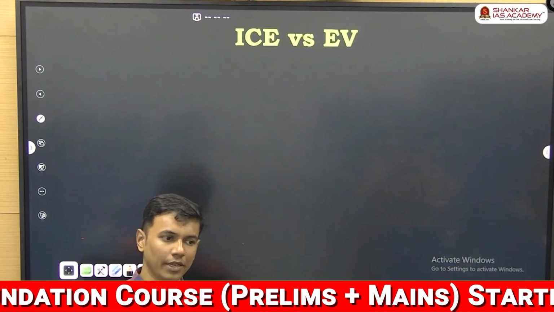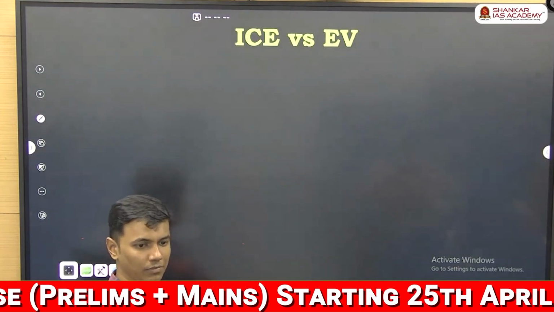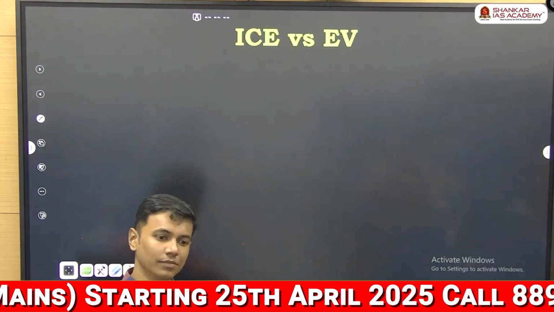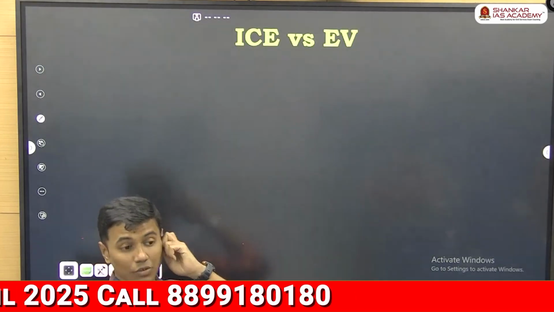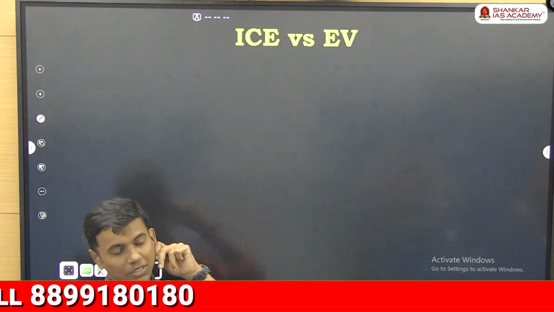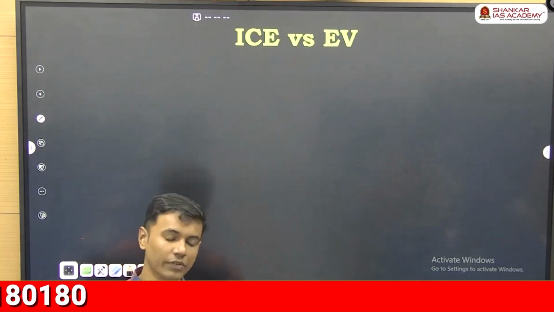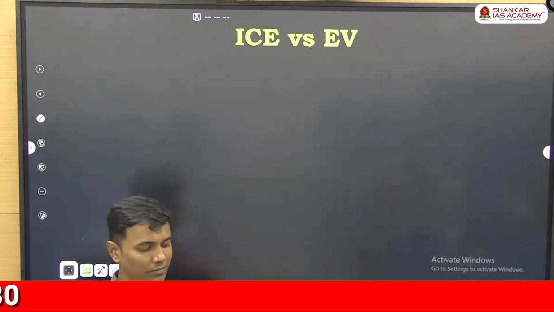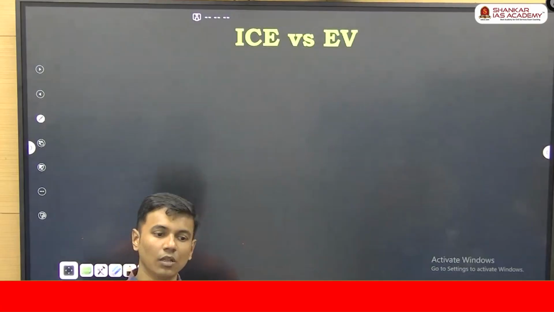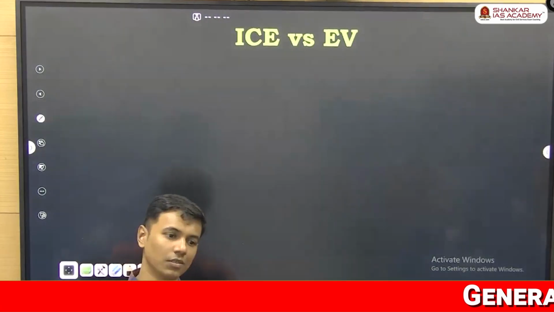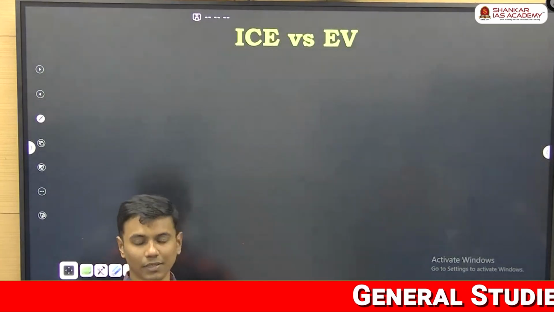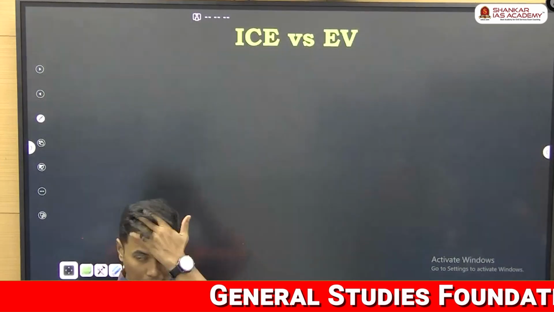Then, any other comparison? Yes, so that's what this runs on fossil fuels. This depends on fossil fuels. Internal combustion engine depends on fossil fuels. And electric vehicle depends on secondary cells. Technologies that give secondary cells. Okay.